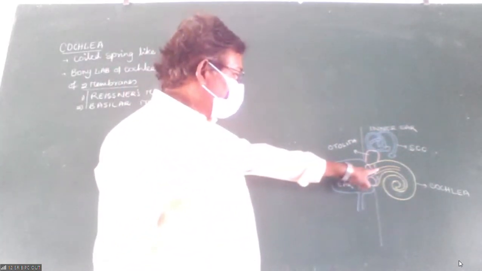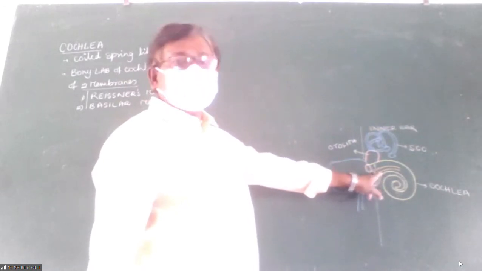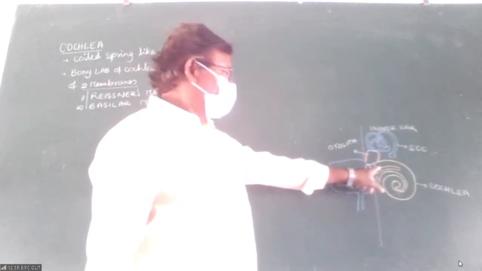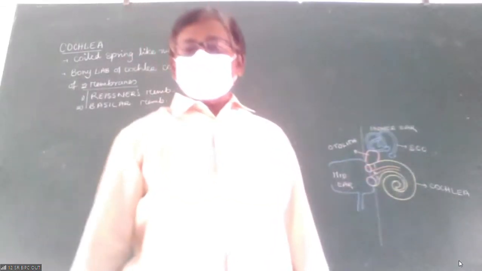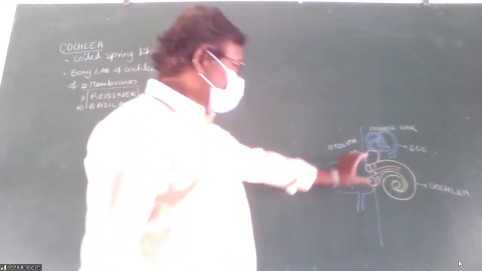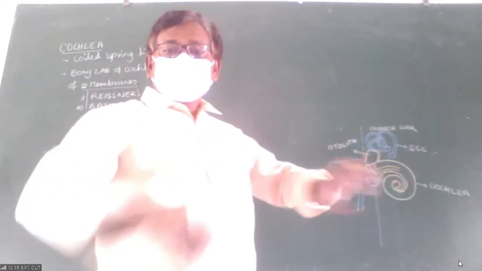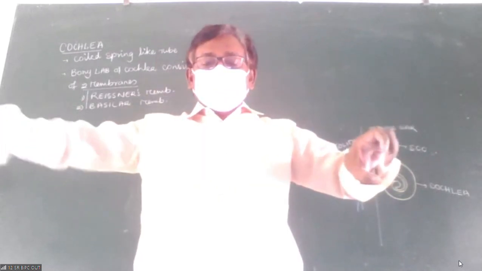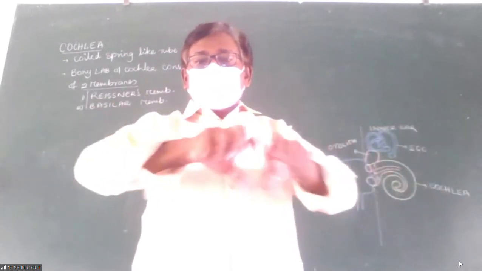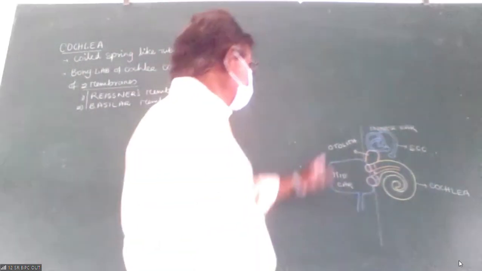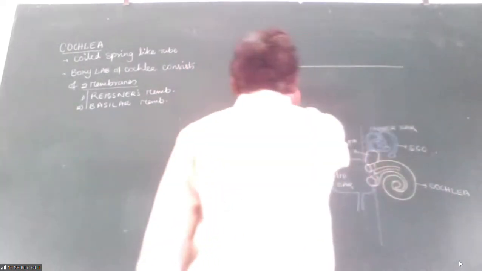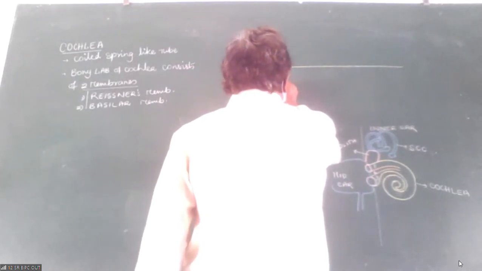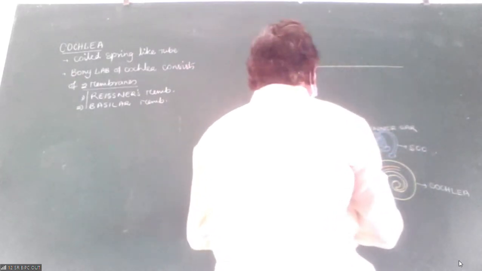So inside this cochlea, I've drawn two lines. These two lines are the two membranes, one is Reisner's membrane, another one is basilar membrane. So for better understanding, in case you take this cochlea and pull it, it becomes straight. And when the cochlea becomes straight, now you try to see.